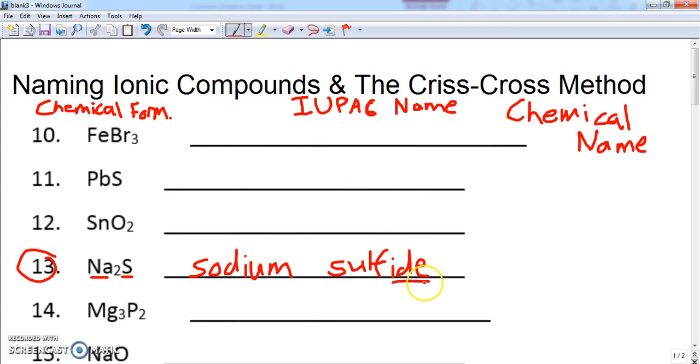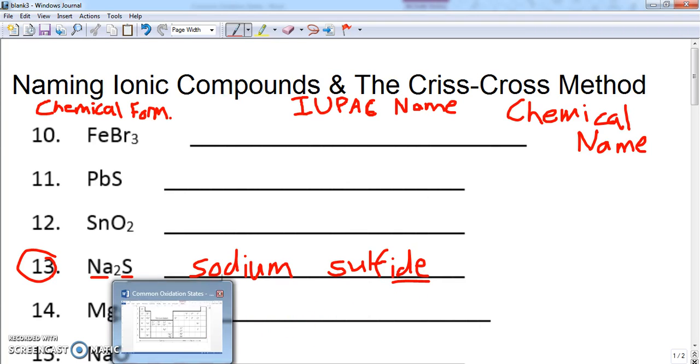I changed sulfur to sulfide because in an ionic compound, the nonmetal will change its name to end in "ide." So sulfur changes to sulfide. Now remember that in a marriage, the girl will change her name a lot. So it should make sense that the nonmetal, the girl, will change her name.